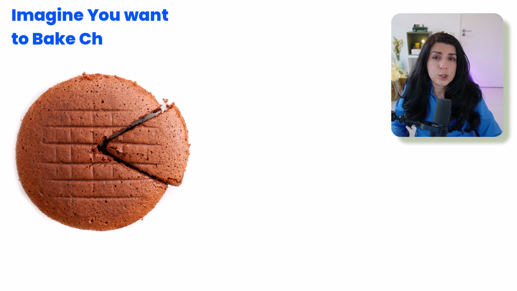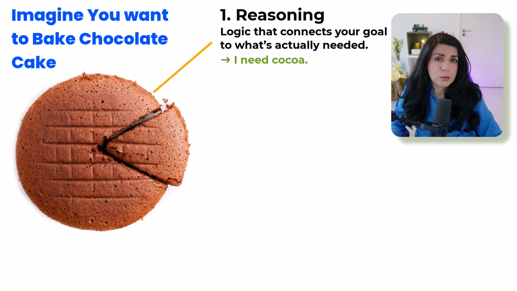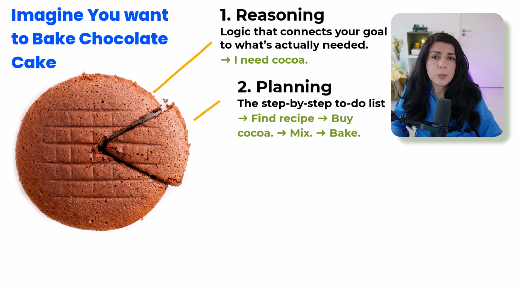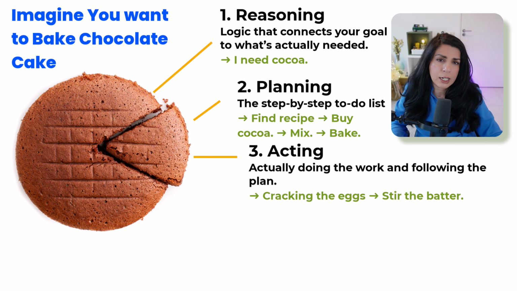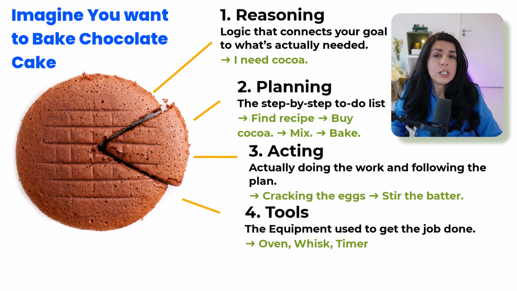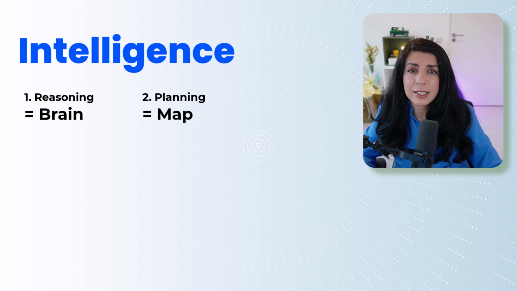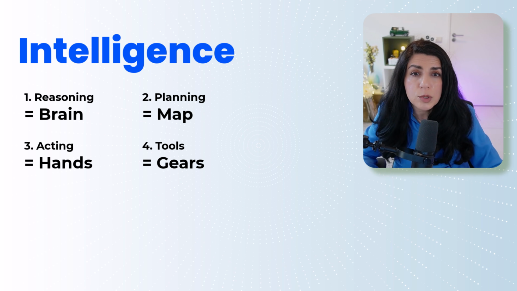When you want to bake a chocolate cake, reasoning would be: you want chocolate, so you need cacao. The planning would be, okay, find a recipe, buy cacao, and mix and bake. That's the step-by-step to-do list created before touching a bowl. Acting is, okay, crack the eggs, stir it, make a batter, make the cake, and put it in the oven. So actually doing the work and following the plan. Tools are the gears, so the oven, the whisk, the timer, any equipment that you use to get the job done. So reasoning is the brain, planning is the map, acting is the hand, and tools are your gears.